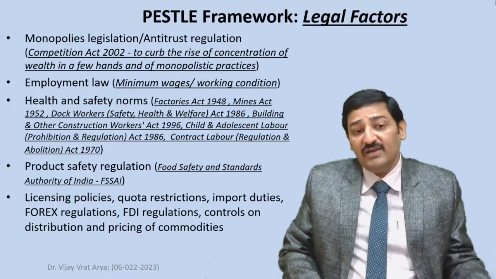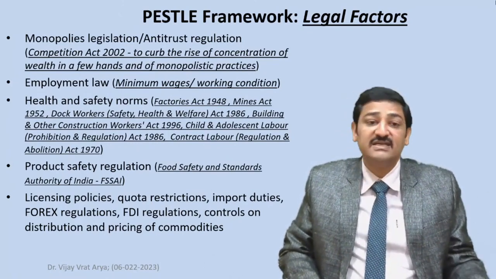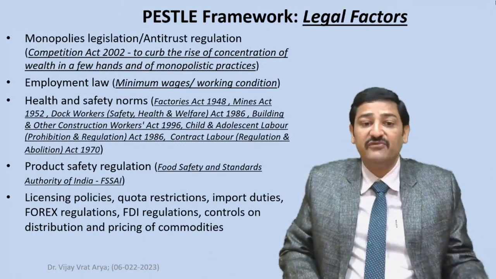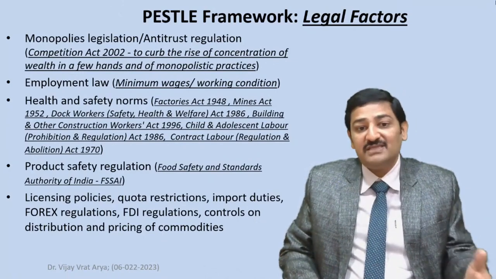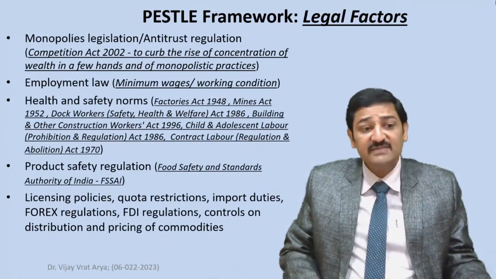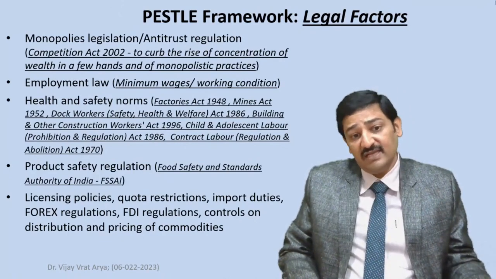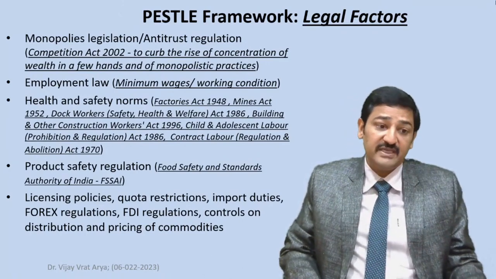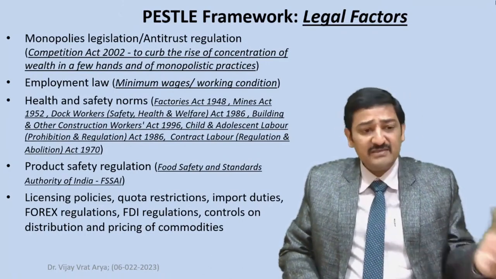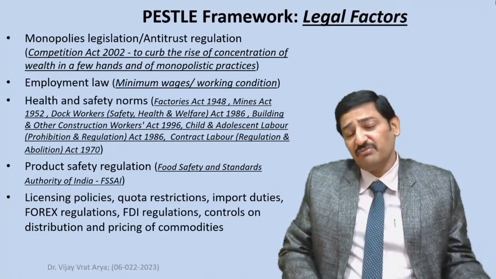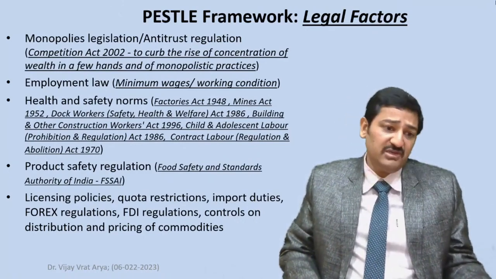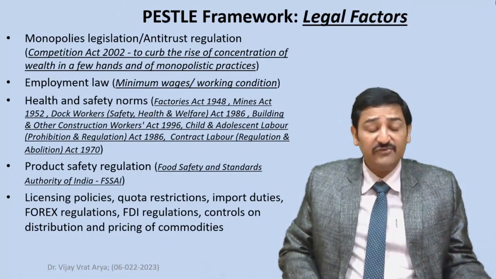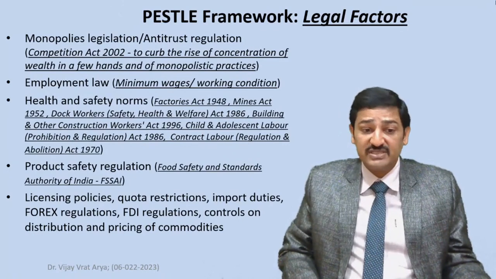So one has to be well aware and have a detailed understanding of these three before considering a specific type of industry or a firm in a specific sector. Then similarly, product safety regulation, like we have seen the case of FSSAI, that is the Food Safety and Standards Authority of India. Apart from that, there can be various other dimensions or policies that one can refer to, including licensing policies, quota restrictions, import duties, forex regulations, and FDI regulations.